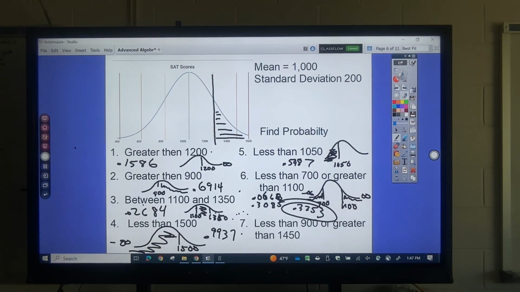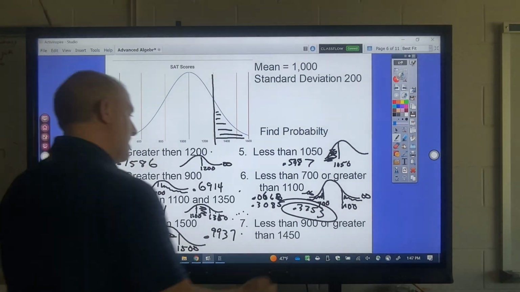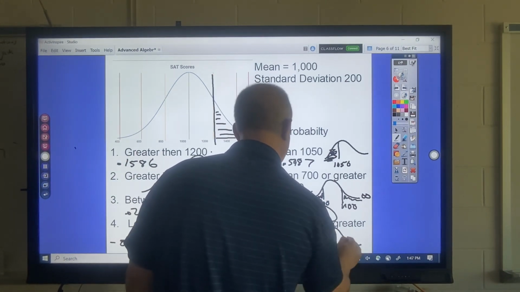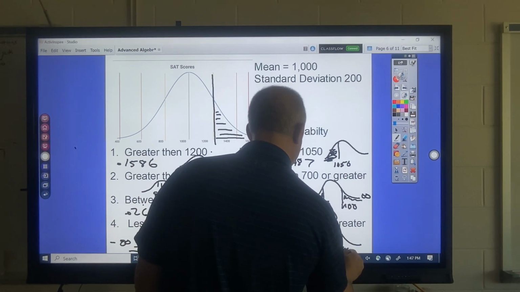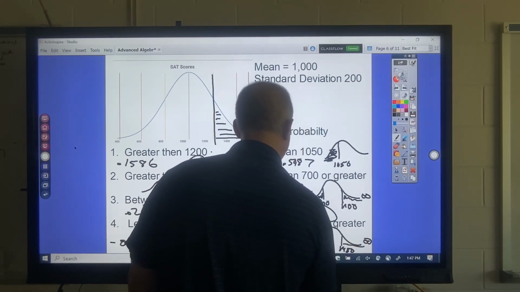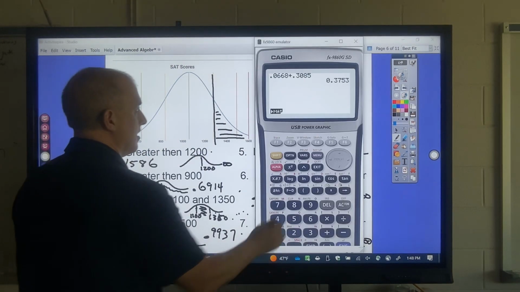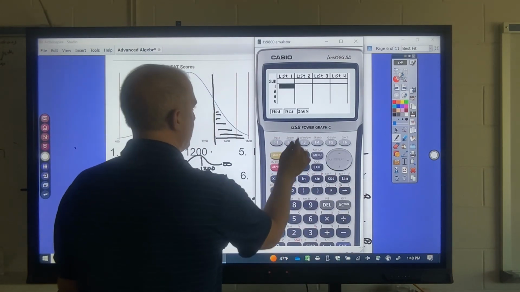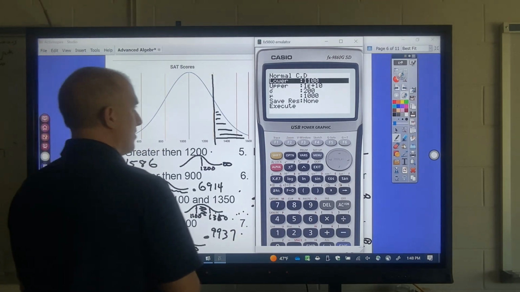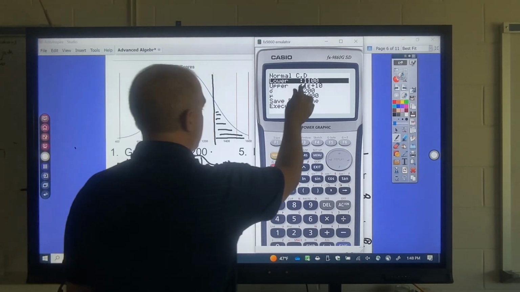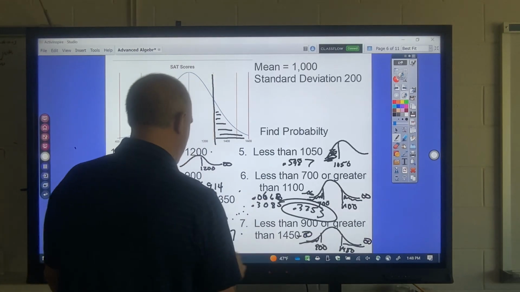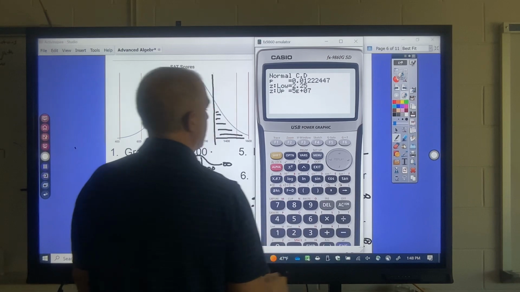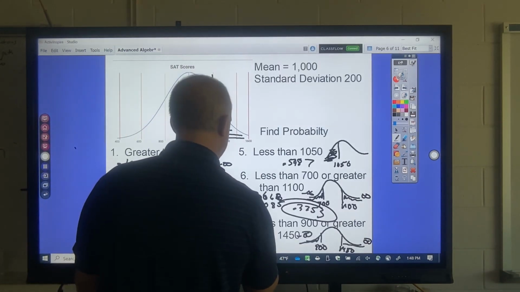Okay, what is the probability that it'll be less than 900 or greater than 1,450? So 900 this way, greater than 1,450 this way. So that one's infinity, that one's negative infinity. Let's go back into menu and stat, dist, norm, NCD. The data is still there. So we'll put the upper 1,450, and that's infinity. So I got 0.0122.